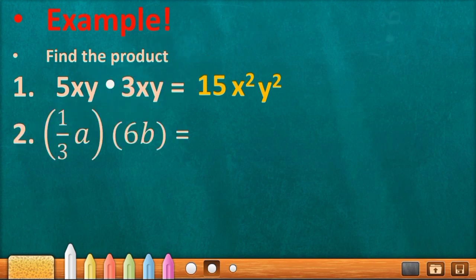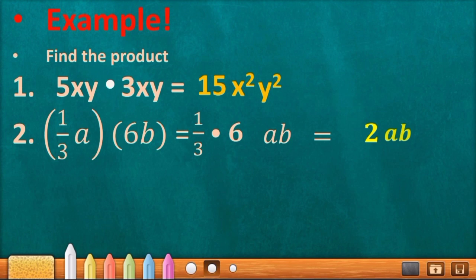Another example, 1/3 a times 6b. Again, multiply first the numerical coefficient, 1/3 times 6, and then multiply the variables a times b is equal to 2ab. 1/3 of 6 is 2, and then copy the variables a and b.